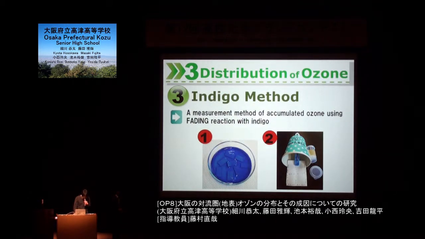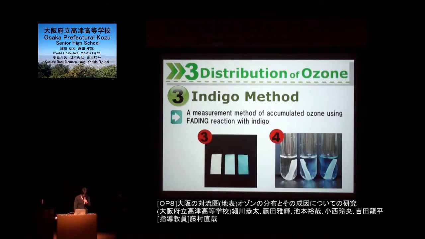Before discussing the results, let us introduce the method we used to measure the accumulated amount of ozone, called the indigo method. It is a measurement method using the fading reaction of indigo with ozone. We prepared this equipment and calculated the values.